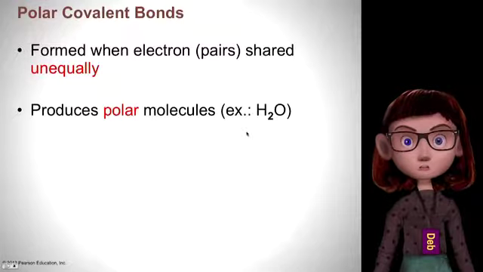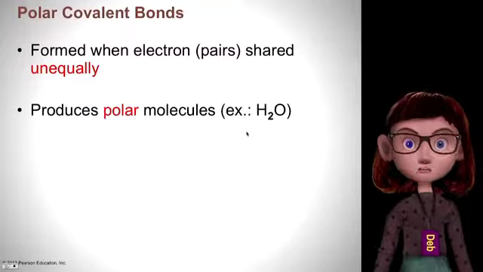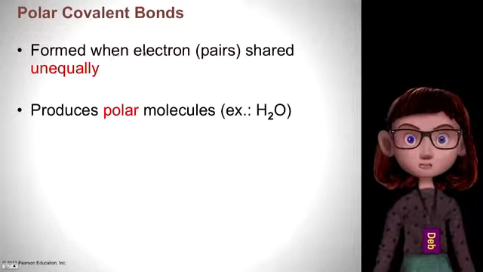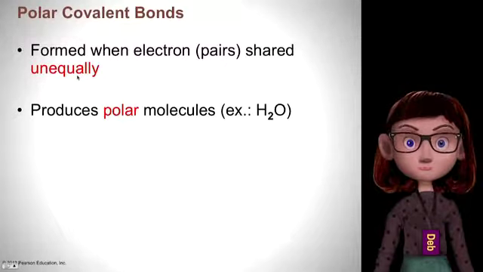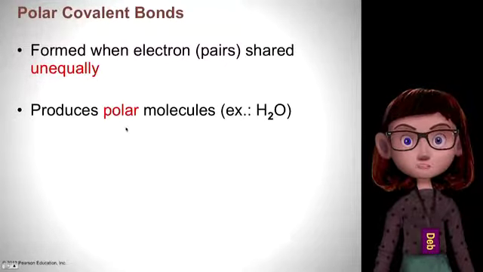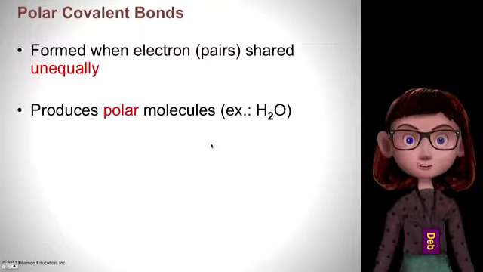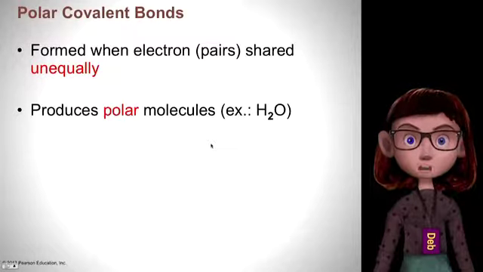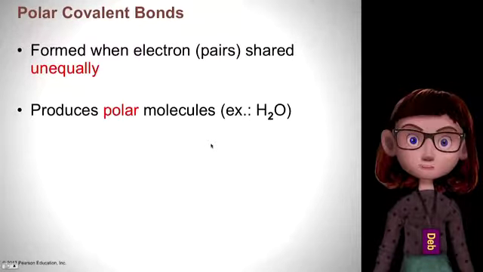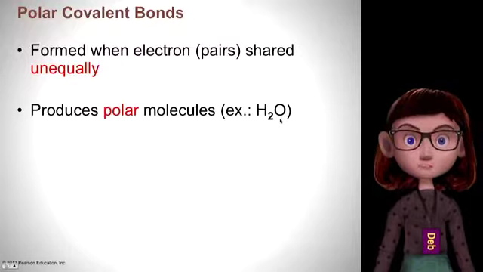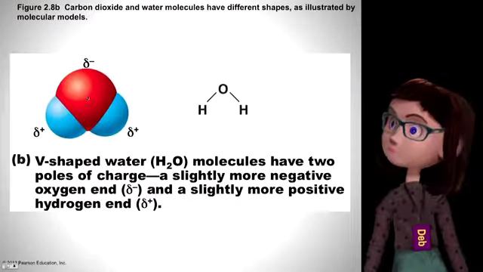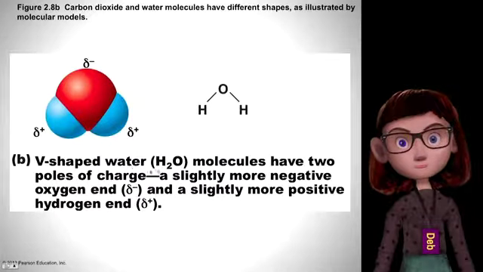Now, polar covalent bonds are an entirely different story. They are sharing pairs of electrons, but these molecules are formed when the electron pairs are shared unequally. So it produces a polar molecule. That means one side of the molecule will have a positive charge, and the other side will have a negative charge. The example is H2O, water. And you can see how it's kind of bent. So you can see this V-shaped water molecule.